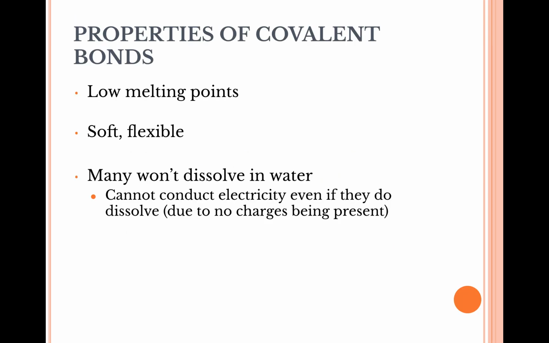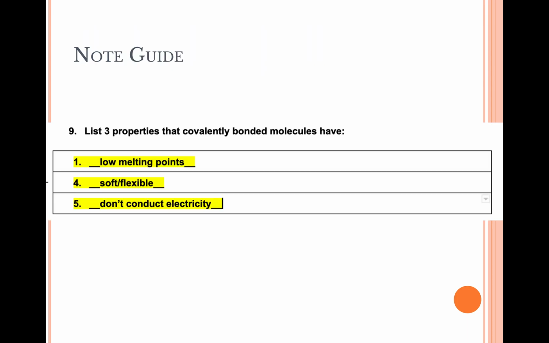Properties of covalent bonds are pretty much the opposite of the ionic bond properties. If you're a covalently bonded compound, you're going to have low melting points, you're going to be soft and flexible, and you won't dissolve in water and cannot conduct electricity. So make sure you add that into your notes. Press pause before I move on.